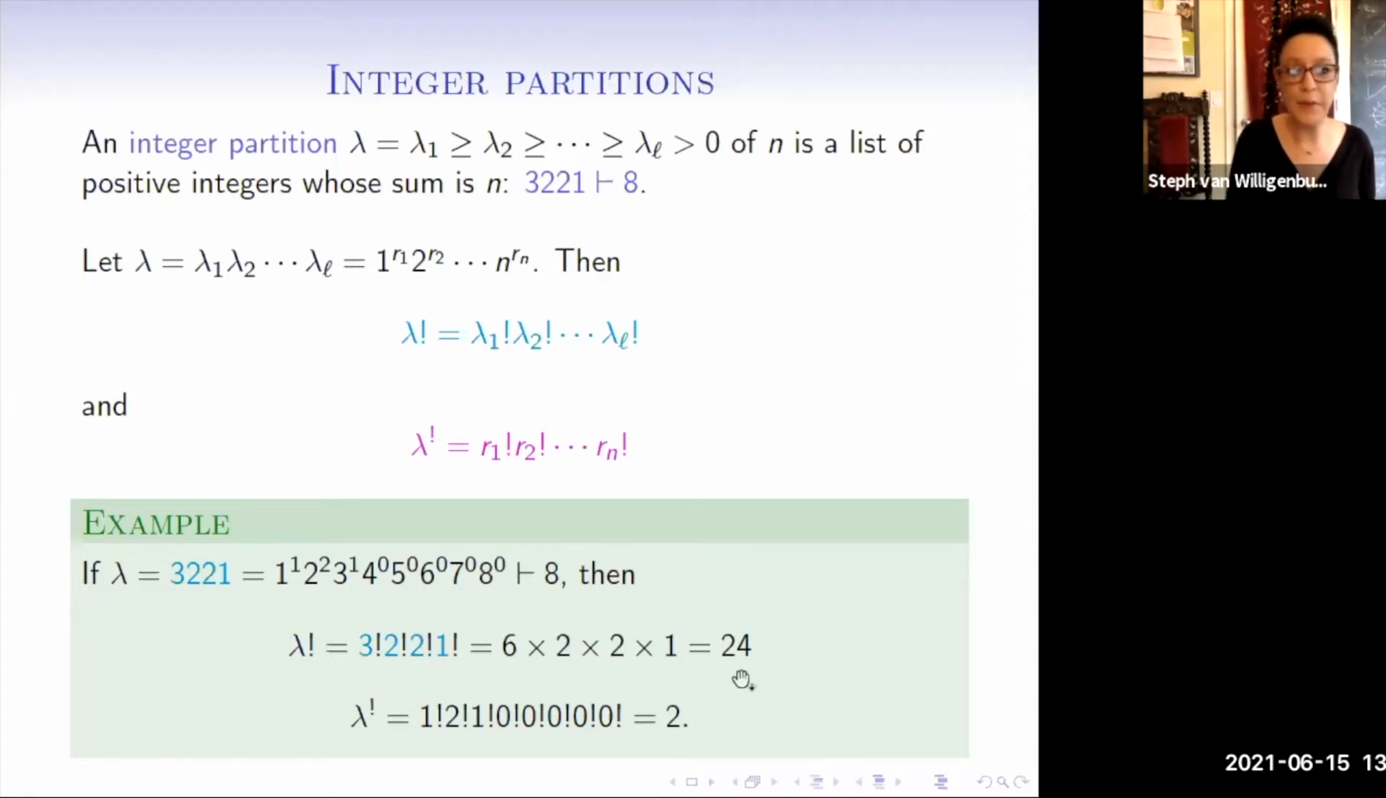And if instead we write our partitions as 1 to the number of 1s, 2 to the number of 2s, and so on, then lambda to the factorial is going to be your number of 1s factorial, your number of 2s factorial, and so on. So again, going back to our running example, we know that 3, 2, 2, 1 can be written as 1 to the 1, 2 to the 2, 3 to the 1, and therefore lambda to the factorial is going to be 1 factorial, 2 factorial, 1 factorial, which is 2.